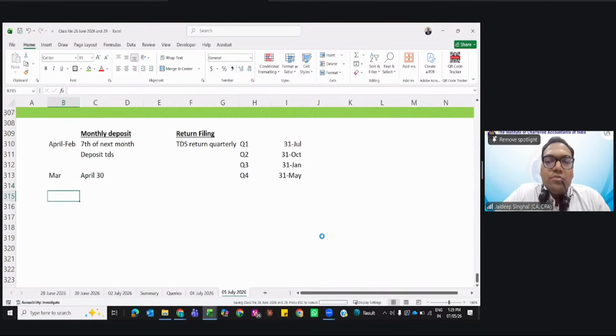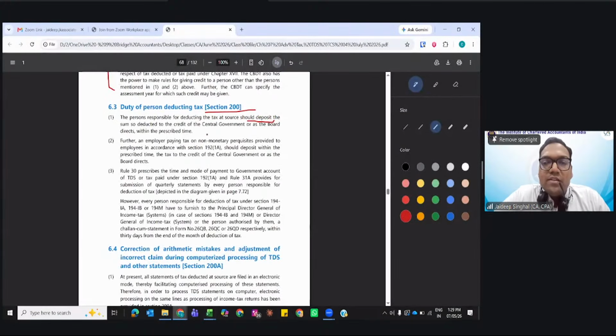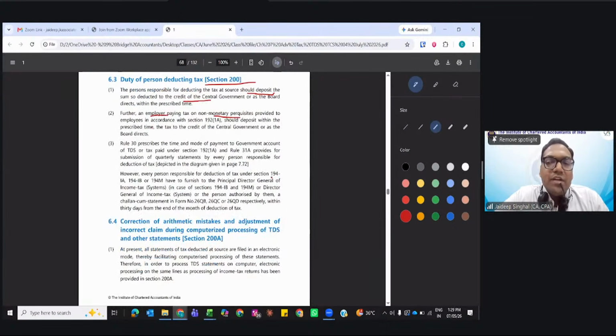So it is the duty of the deductor to do all of this. We say that they should deposit to the credit of the central government. Non-monetary perquisites, the employer should deposit the tax, right? And we have seen certain sections where TAN is not required, like 194IA property TDS, 194IB. IA was for property, IB is for rentals, and M is for where 194C, J, and H is not applicable. In these 3 sections, TAN was not required.